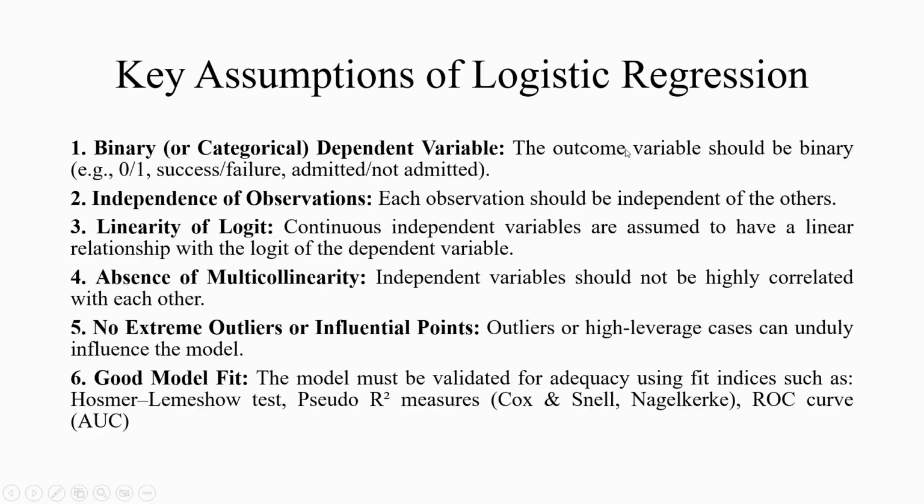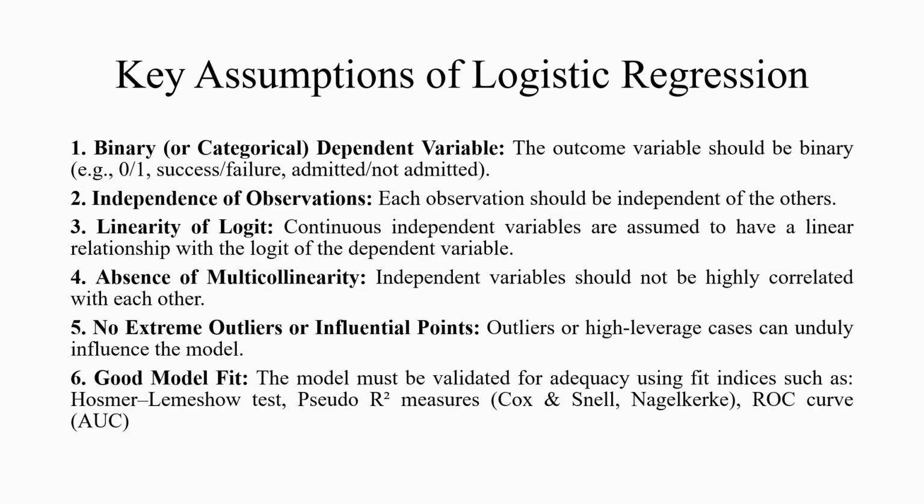Key assumptions of logistic regression: we start with the first one, binary or categorical dependent variable. The outcome variable should be binary. The values it can take are 0 or 1, success, failure, admitted, not admitted. Independence of observation: each observation should be independent of the others. Linearity of logit: continuous independent variables are assumed to have a linear relationship with the logit of the dependent variable.